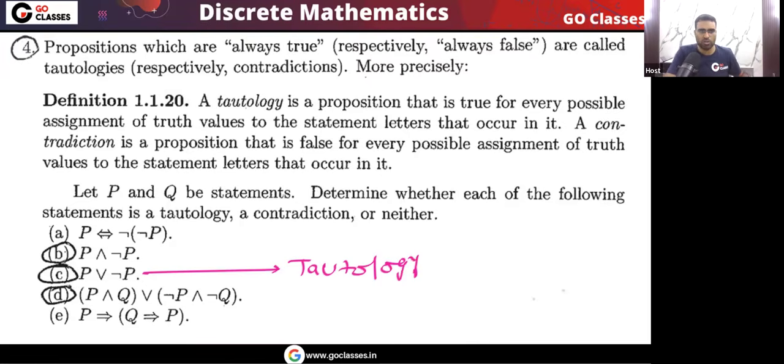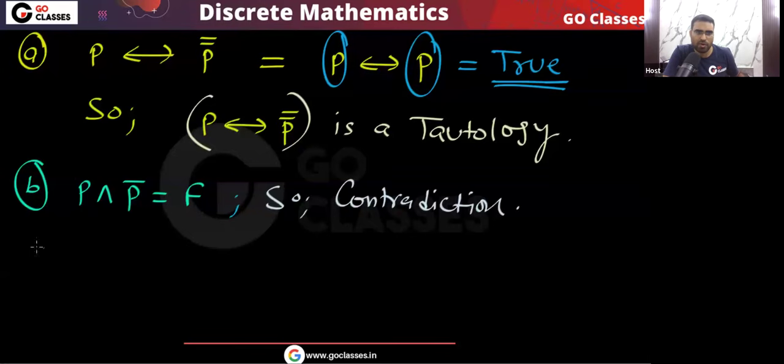Option C, that is tautology. What about option D? Let's check option D, that is PQ or P bar Q bar. Option D is basically PQ or P bar Q bar.